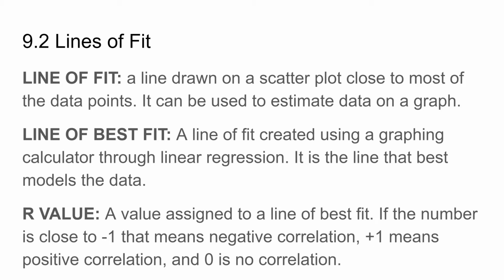R value, a value assigned to a line of best fit. If the number is close to -1, that means negative correlation. +1 means positive correlation, and 0 is no correlation. Okay, so let's go ahead and have these vocabulary terms in our notes.